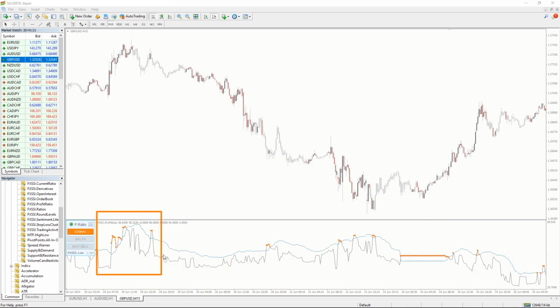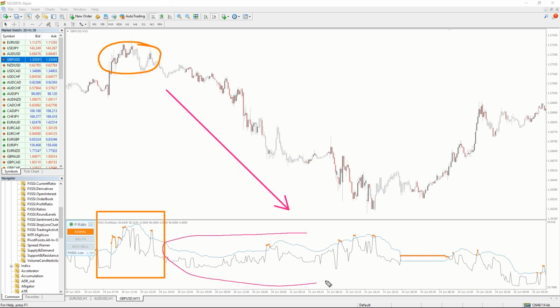Another way to use this indicator is to distinguish between true and false movements. If the profit ratio indicator steadily declines during the movement, it indicates a true movement. Conversely, if it rises, it suggests resistance to price movement in that direction. Within a single wave, the profit ratio can rise initially, decline over time, and rise again before reversal.